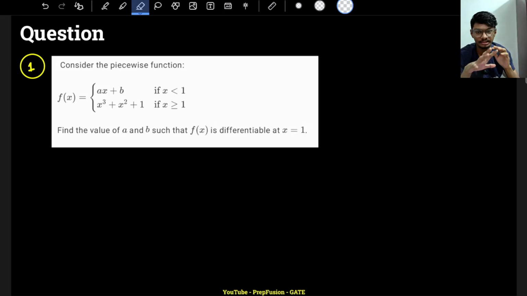So recently the GATE 2025 exam has started for many aspirants. Today I will discuss the engineering mathematics questions of the GATE CS branch.